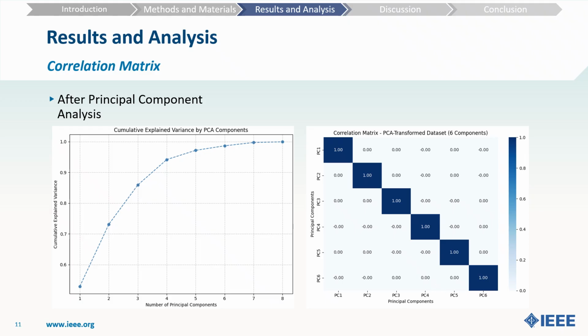So after applying PCA, principal component analysis, the dataset is transformed into 6 principal components that capture approximately 100% of the cumulative explained variance. Unlike the correlation matrix after correlation analysis, where some correlations remain, this PCA transformed matrix shows a completely uncorrelated component diagonal matrix. This ensures dimensionality reduction while preserving all essential variance, improving model efficiency, and eliminating redundancy.